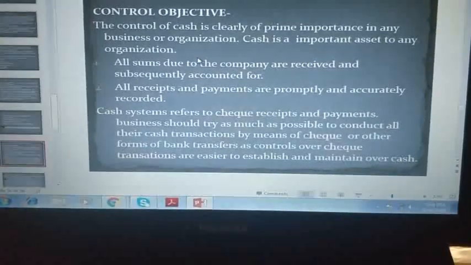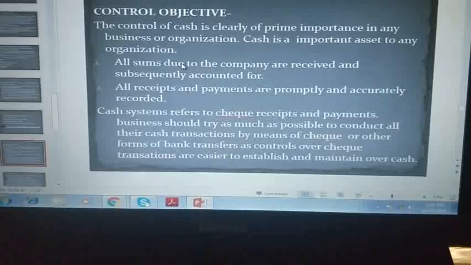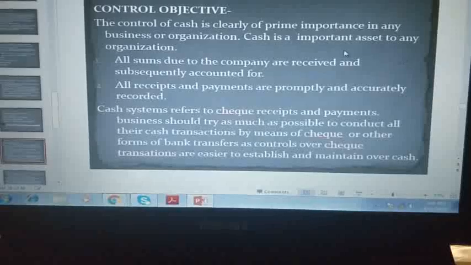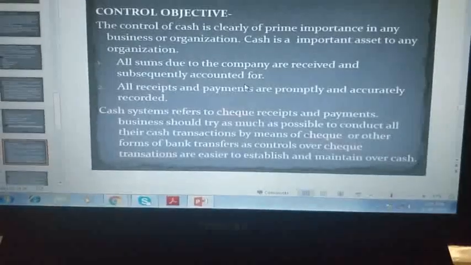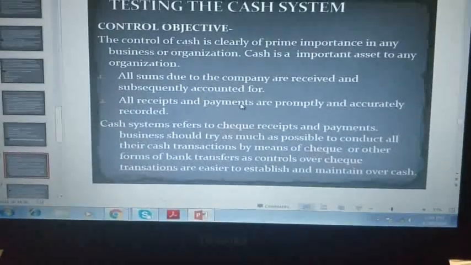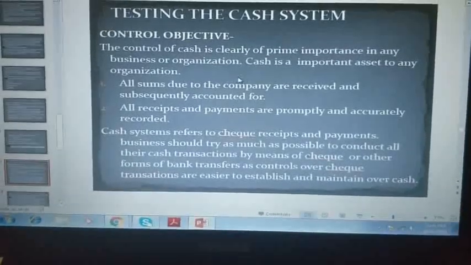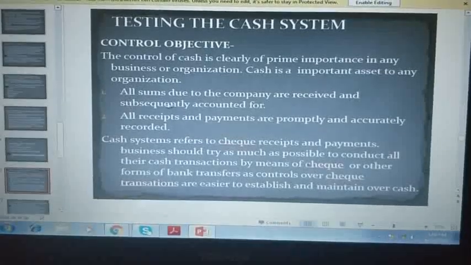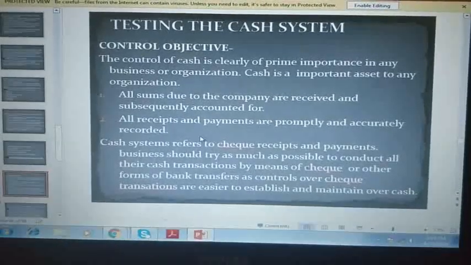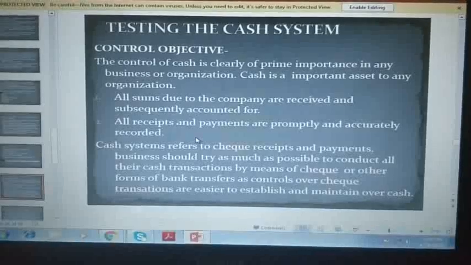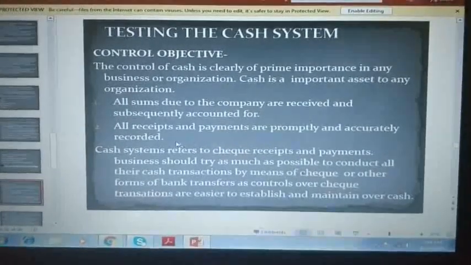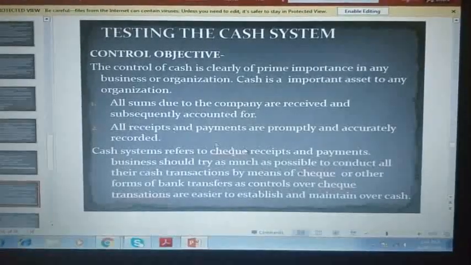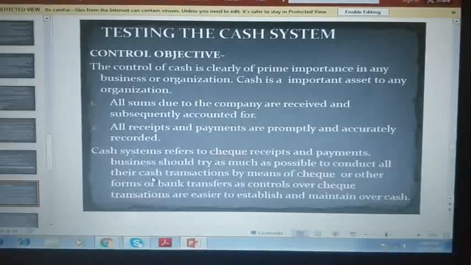Now, the objectives you need to take into consideration are that all sums due to the company are received and subsequently accounted for. Suppose the company has delivered an order, you should make sure that it has received the payment for it and is accounting for it. Once you receive the payment, you enter it into the records. All receipts and payments are promptly and accurately recorded.